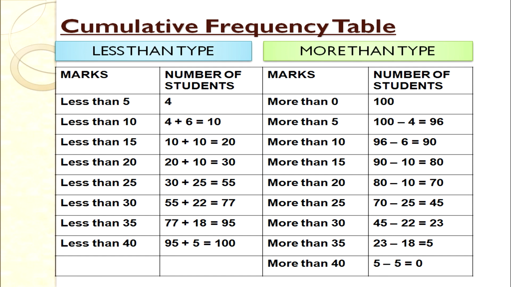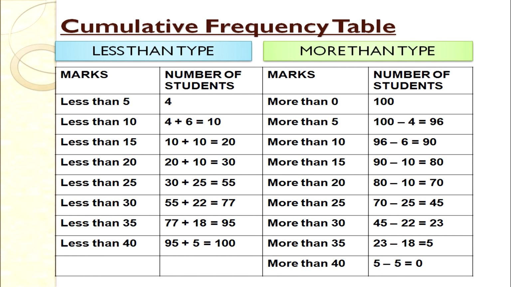We have added the frequencies: 4, 4 plus 6 is 10, 10 plus 10 is 20, 20 plus 10 is 30, 30 plus 25 is 55, 55 plus 22 goes to 77, 77 plus 18 is 95, 95 plus 5 is 100. So, in this way we have constructed the less than cumulative series. Then only we can draw the less than cumulative curve.